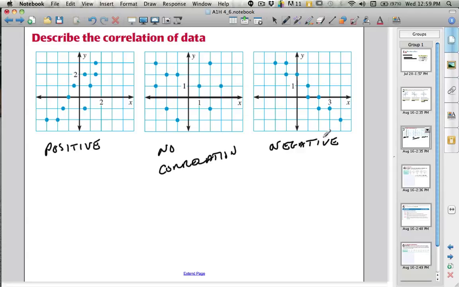Okay, and this would be important because if we spotted a trend where we felt there was correlation, then we might want to proceed and do a line of best fit. If there's no correlation, you wouldn't do that.